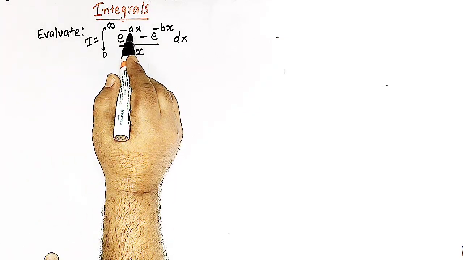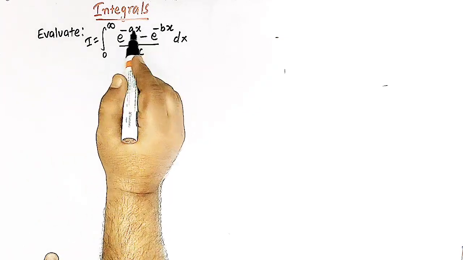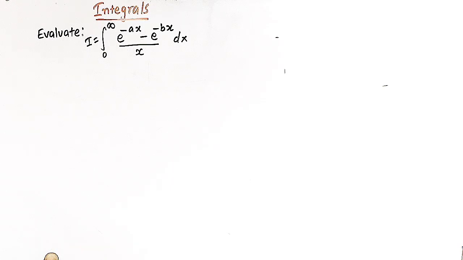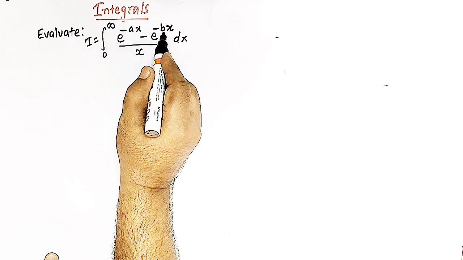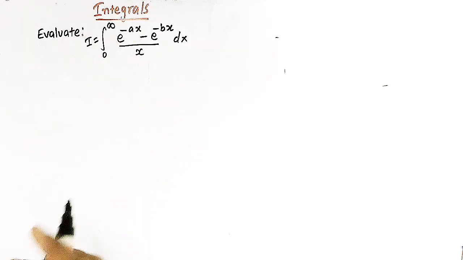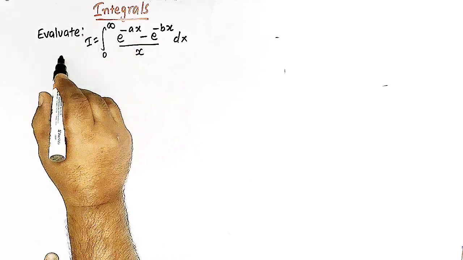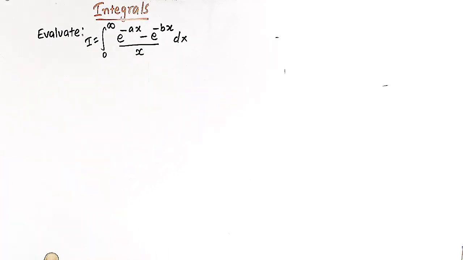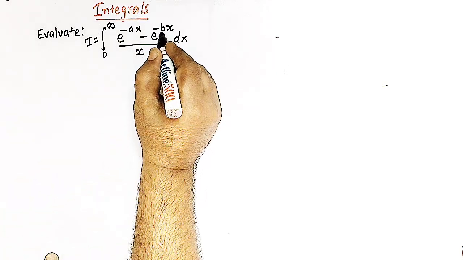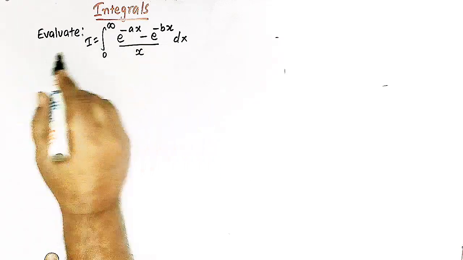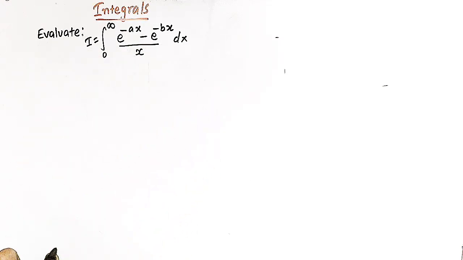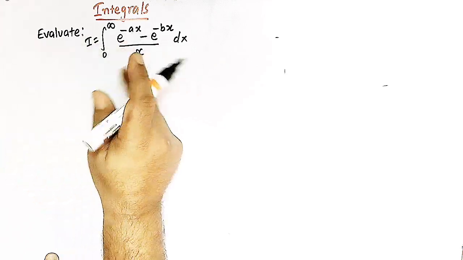Now see, here we have two constants, a and b, and the concept behind differentiating an integral under the sign of integration is that we treat this a or this b as a variable. So here we'll prefer a and will differentiate both sides with respect to a. We can also select the constant b as a variable, so we can also differentiate both sides with respect to b, but here we'll differentiate with respect to a.